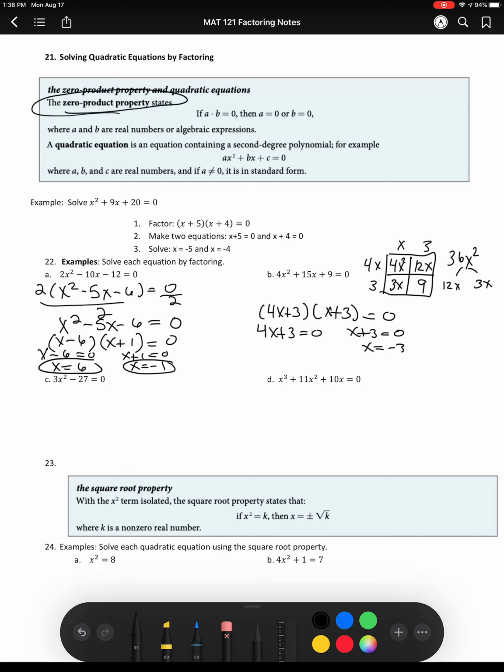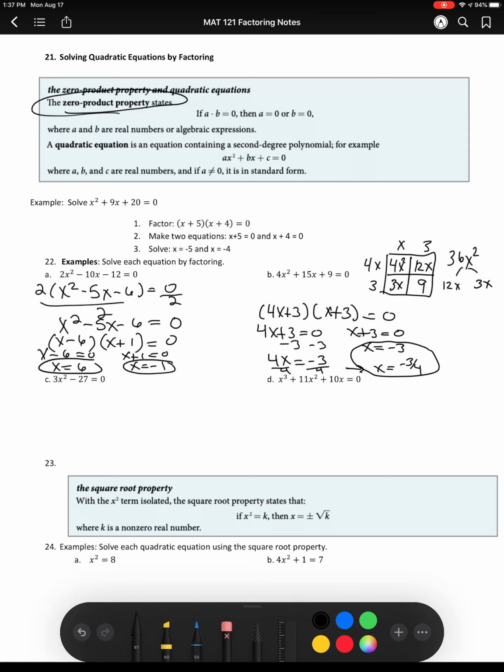The second one's easy. It's just x equals negative 3. This one I have to subtract 3 on both sides, so I get 4x equals negative 3, and then divide by 4. So that turns out to be x equals negative 3/4. So both answers are answers because they both work if you plug them back in.